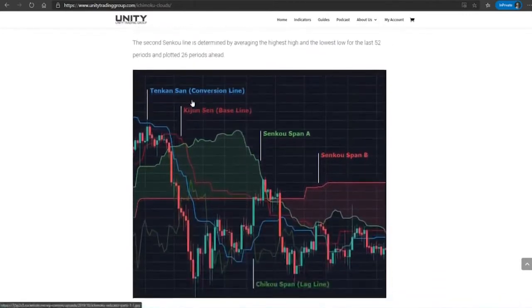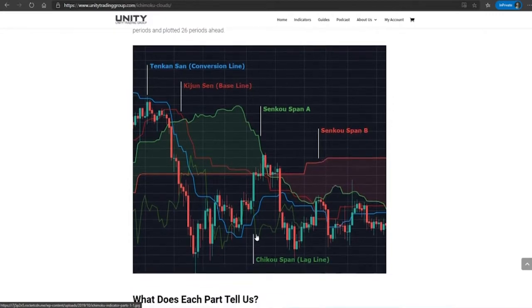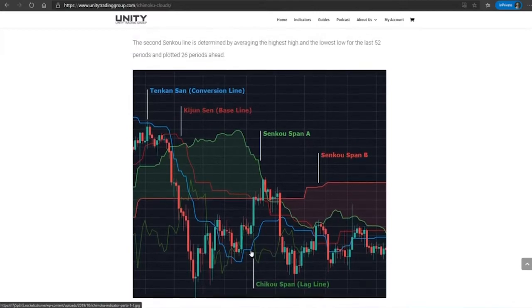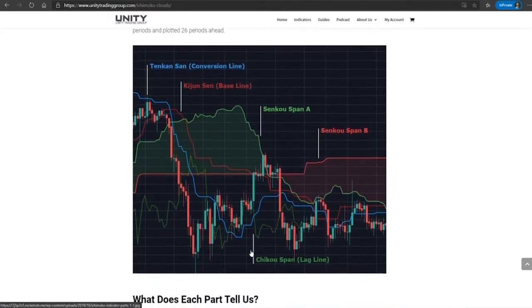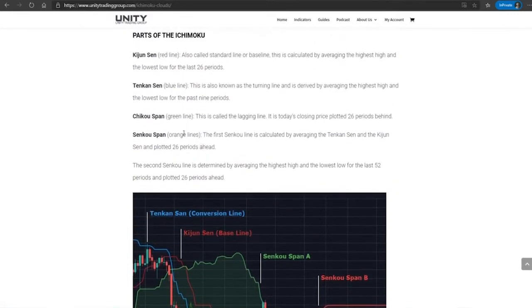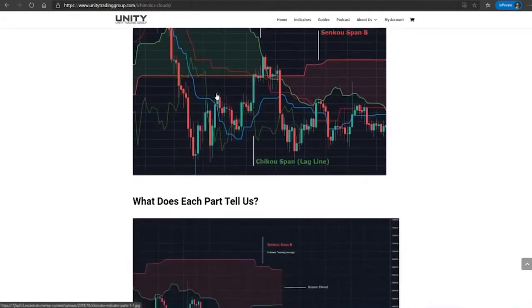The Tenkan being the blue line, the conversion line; the Kijun being the baseline; the Senkou span A being the top or the green part of the cloud; Senkou span B being the red part of the cloud; and then your Chikou span, which is your lag line. These are the parts of the Ichimoku indicator. So we'll refer to them as conversion and baseline. We don't need to look at the technical stuff here. You can read that in the guide.